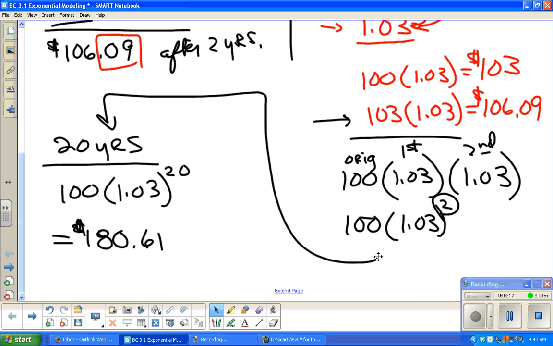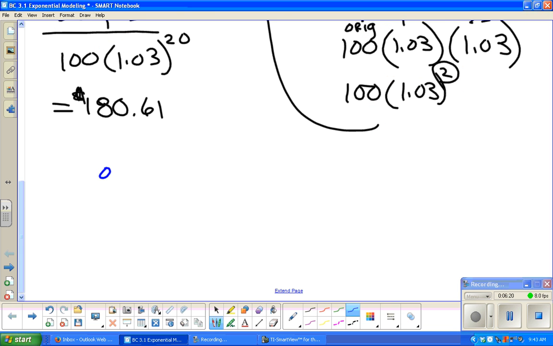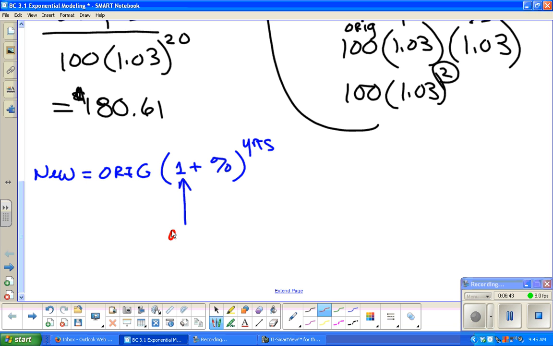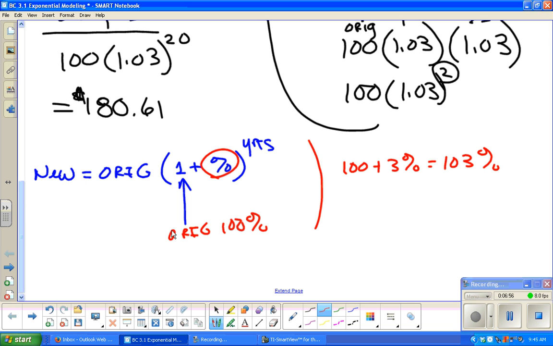Okay, so let's talk about what just happened. We did the original amount of money times 1 plus whatever that percent was to the number of years. So the question is, why was it 1 plus? Okay, so the 1 is the original 100%. This is the growth. So the idea, again, just like what we just saw, was 100% plus 3% is 103%, which we then convert to a decimal, 1.03. This is 1 plus whatever that percent was.